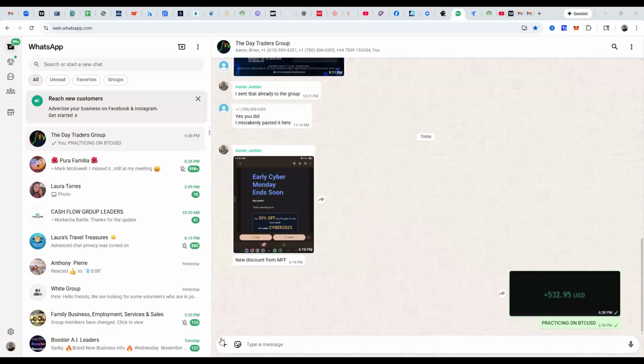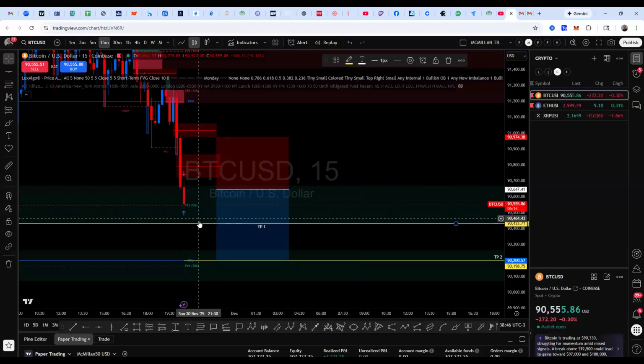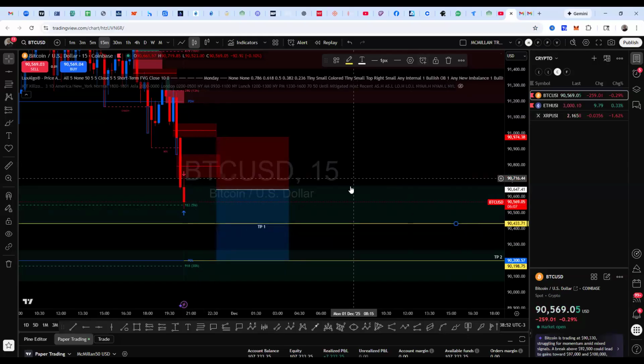So I shared the results with my team. So yeah, we'll go ahead and wrap this up. Price is probably going to come down the following day before coming back and maybe manipulating this fair value gap. But that's it for this session, guys.